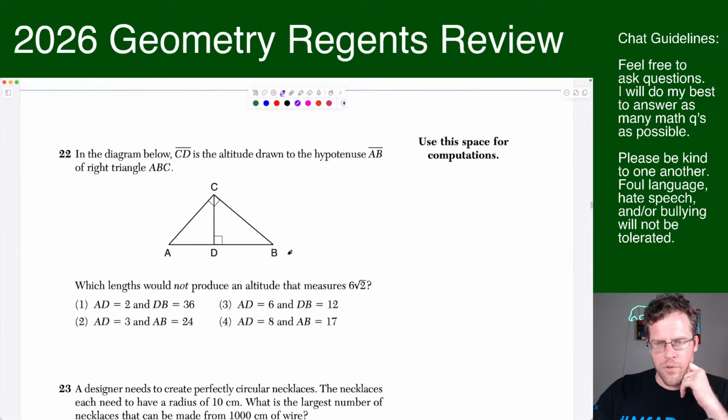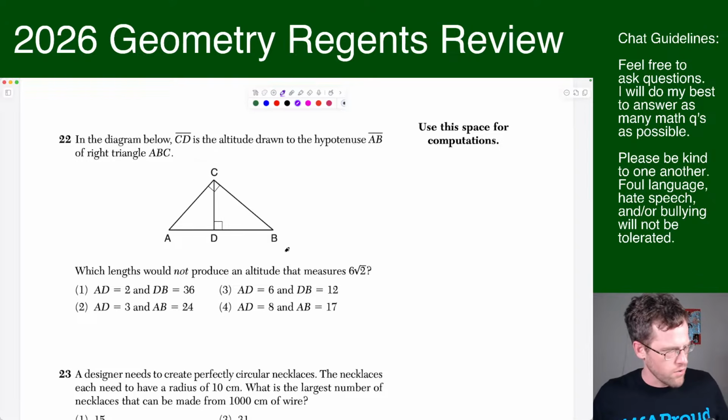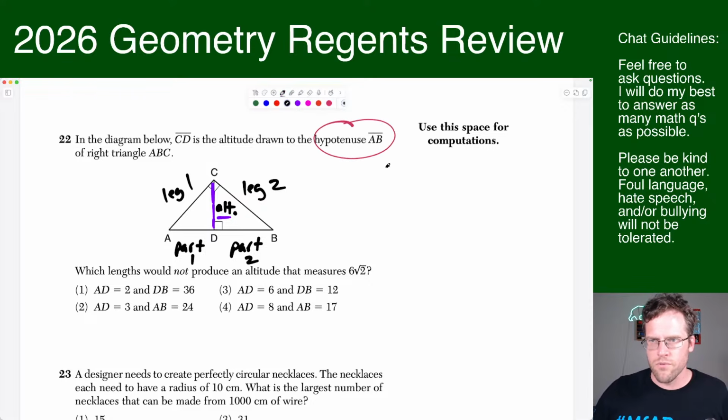Here we go. Altitude rule coming up. So you ready? Altitude rule. I'm going to write out some stuff here. Know this, big time. It's definitely on your Regents tomorrow. Well, I hope it is. If it's not, I'll feel bad. All right. Part 1, Part 2. And this is the altitude over here. The hypotenuse is AB.